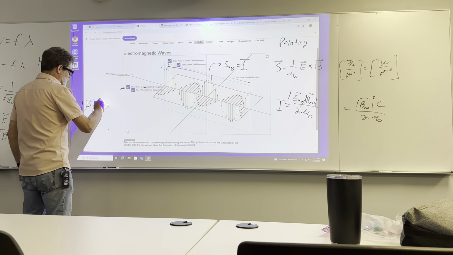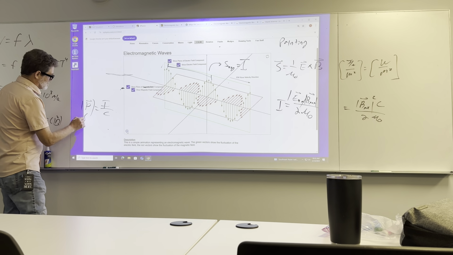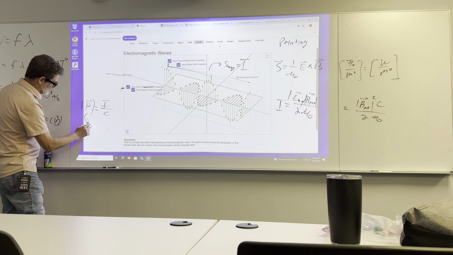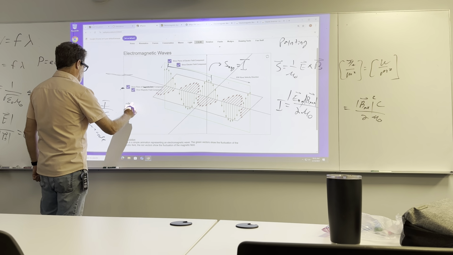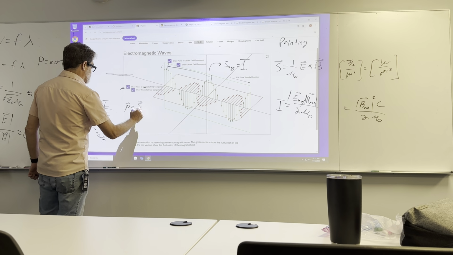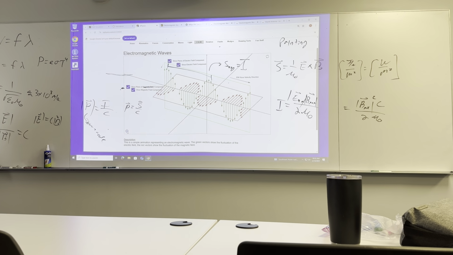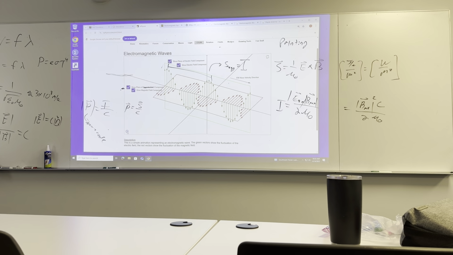So actually you could write it as I over C, because I'm going to do it over a cycle. If you want the instantaneous momentum, that would be S over C. C in this case is the speed of light. So this electromagnetic radiation can carry energy and it can carry momentum. But you can see the momentum is usually pretty small because we're dividing by C. C is a big number.